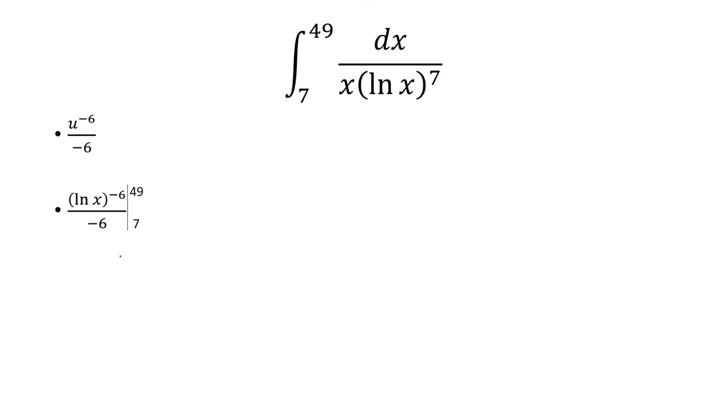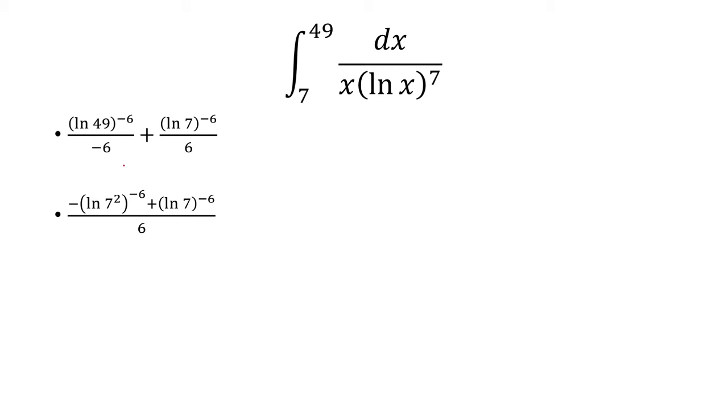U we said was ln of x, so we're going to replace u with ln of x, and then we're going to evaluate it from 7 to 49. That means first we're going to plug in 49 for x, and then subtract what we get when we plug in 7 for x. Keep in mind here, we have a minus 6, and then we're going to do minus negative 6, right? Because the negative 6 is on the bottom, and then you do f of b minus f of a. Okay. So that's why there's a plus here, because there's a minus negative.